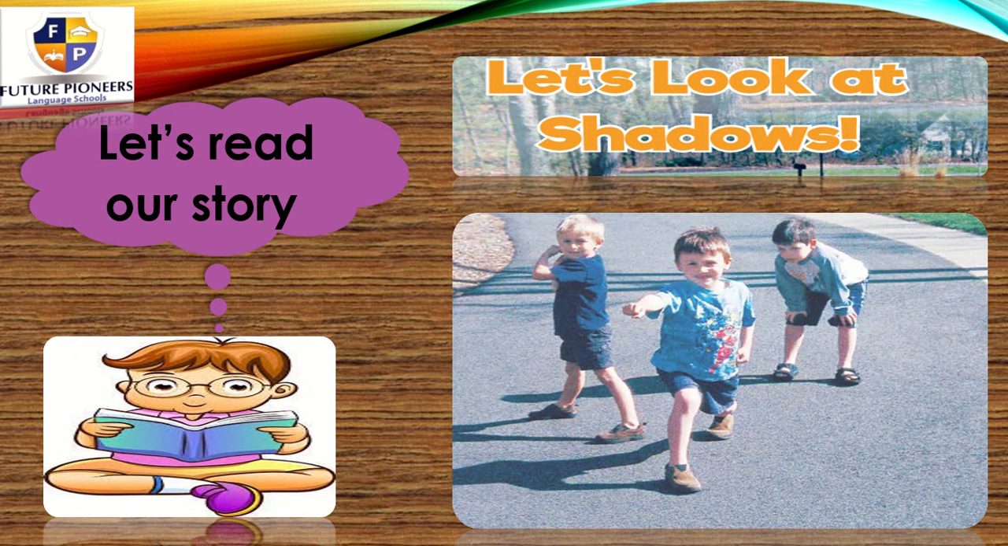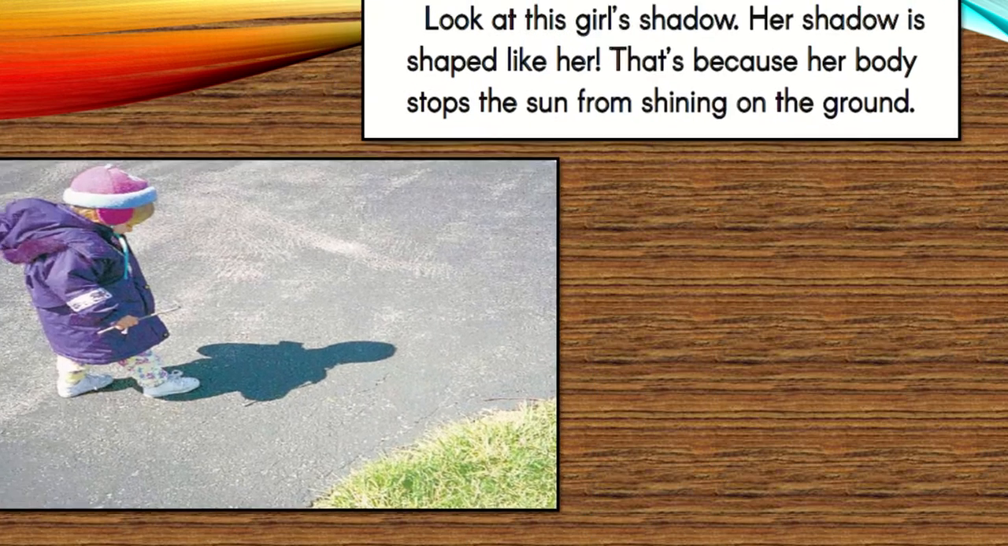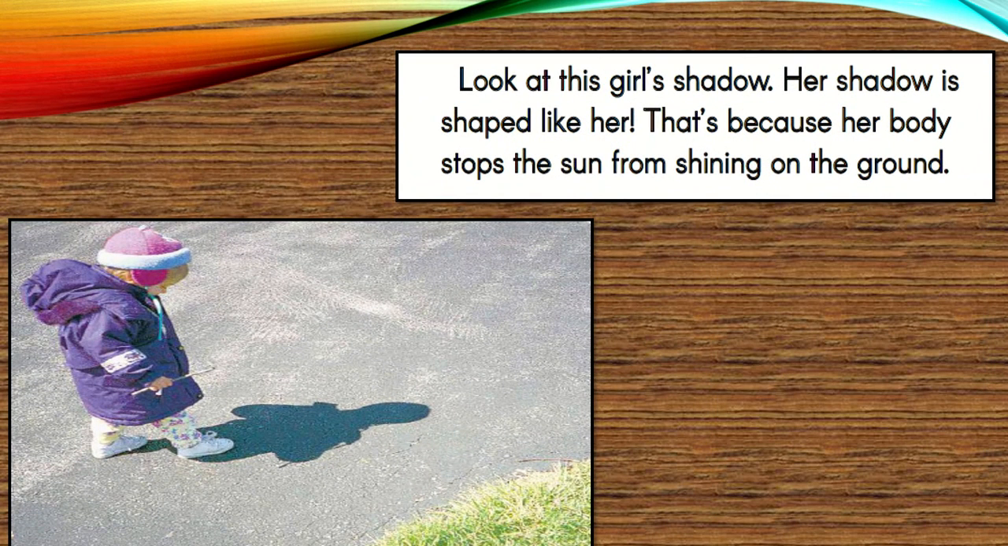So let's read now. It's reading time. Don't forget that our story title is Let's Look at the Shadow. Look at this girl's shadow. Don't forget we have here the possessive noun, the apostrophe s. This is only one girl, so we added just the apostrophe s here. Look at this girl's shadow. Her shadow is shaped like her, so the shadow is just the same as you. That's because her body stops the sun from shining on the ground.